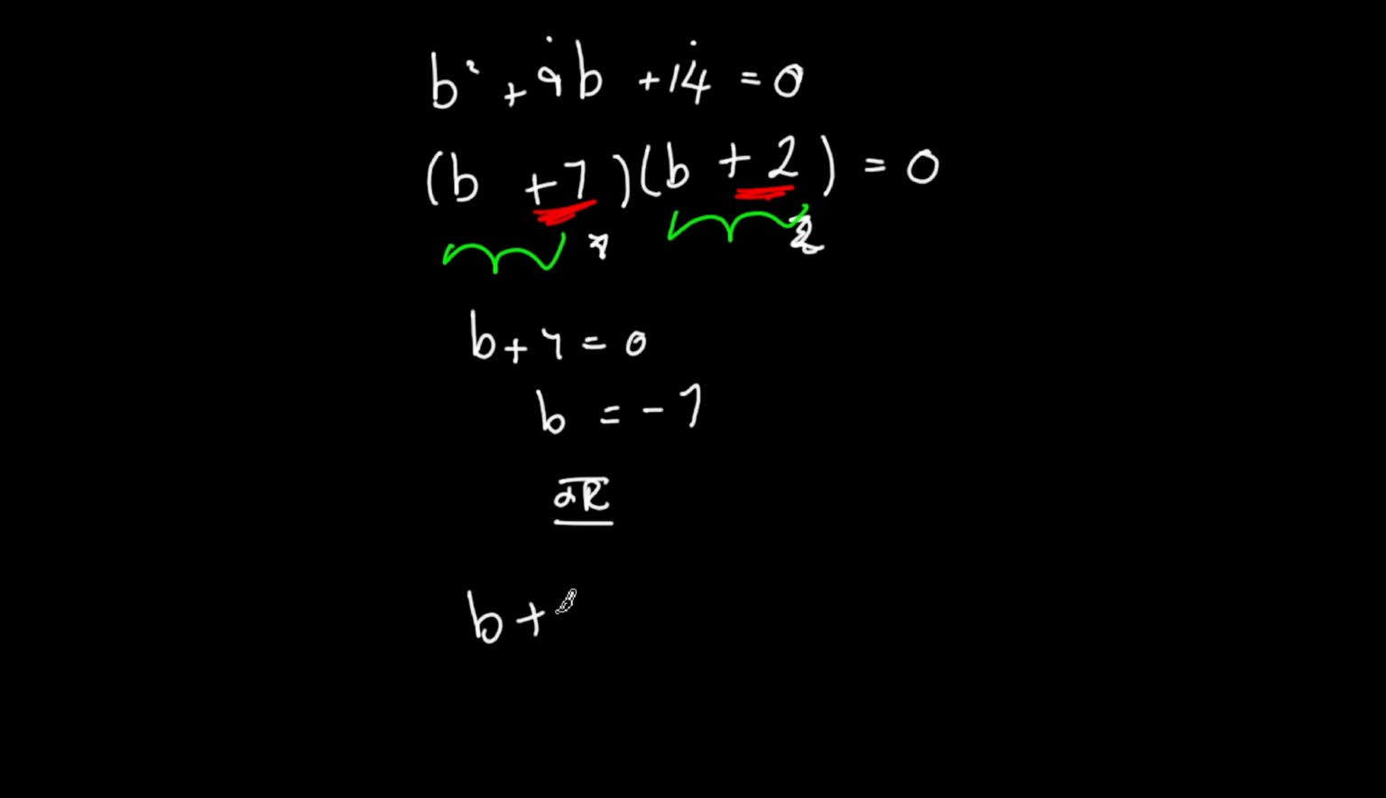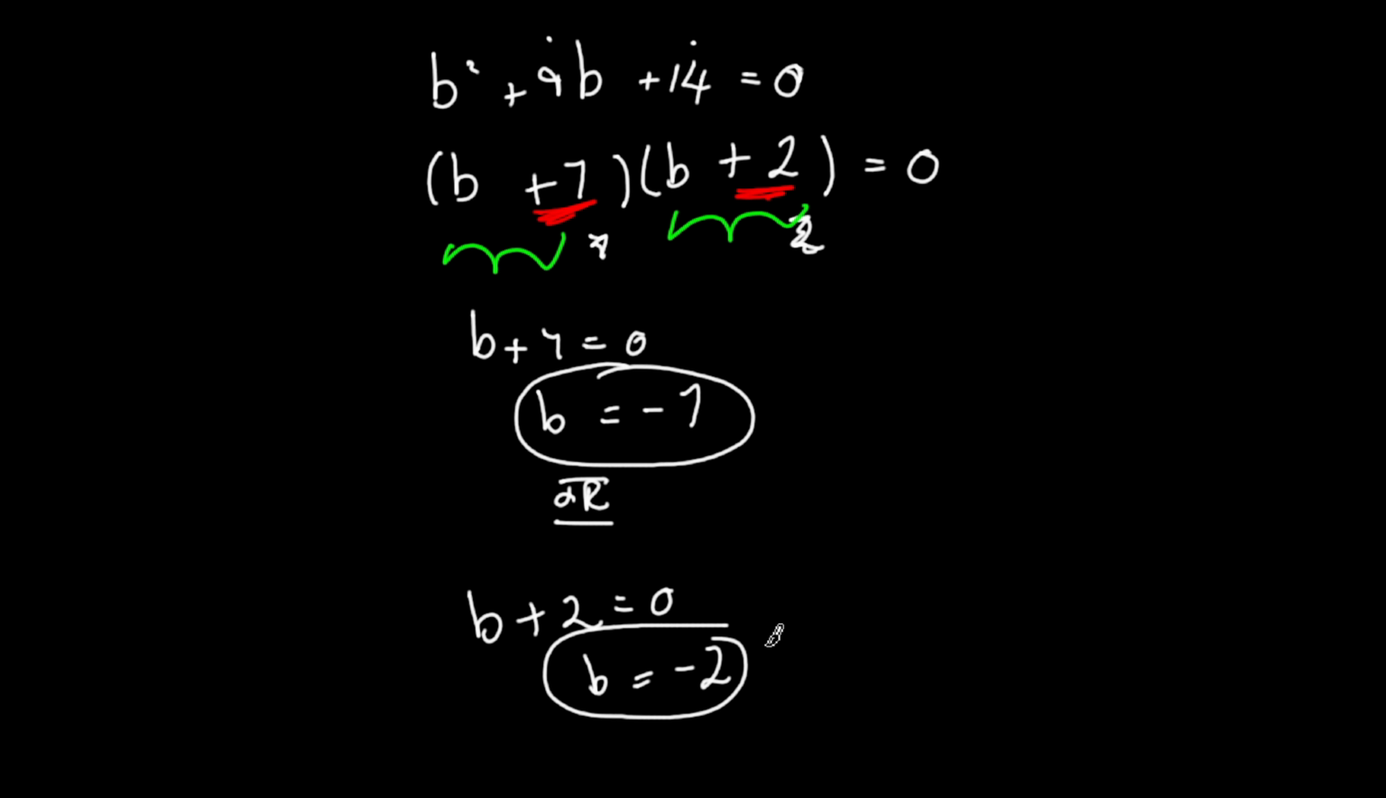Right, so if I take b plus 2, make that equal to 0, bringing that 2 over, it becomes negative 2. Right, so there are two possibilities for b, which is negative 7 and negative 2.